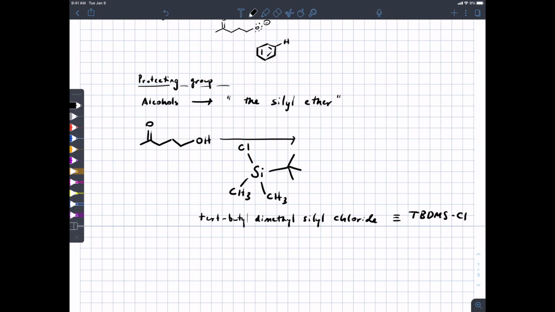We need a base to do this, but we don't want the base to be able to interfere with the carbonyl compound. We need the base to soak up this proton on the oxygen, and the base that we're going to use is called imidazole, and its structure is this. We use this again because it's a base that's not a good nucleophile. I don't care that you memorize the structure of imidazole. The basic site is this nitrogen here. You add those two things together and expose your alcohol to that, and you make this molecule.